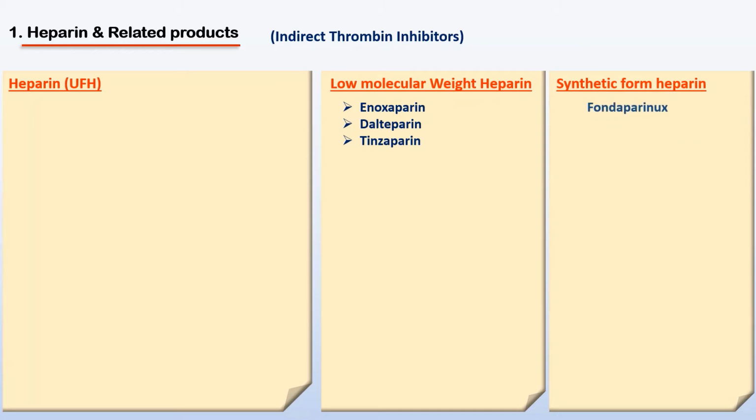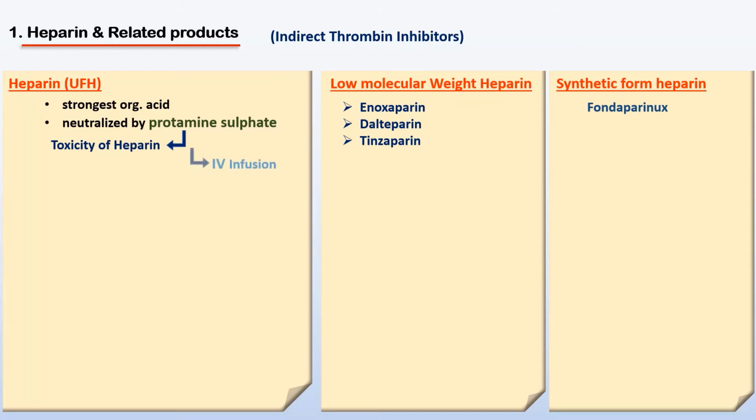Heparin is a sulfated mucopolysaccharide and is the strongest organic acid. It can be neutralized by protamine sulfate in case of toxicity. Since protamine sulfate is a strong base, we can use it in the toxicity of heparin. And this protamine sulfate is administered as an IV infusion to antagonize the effect of heparin.